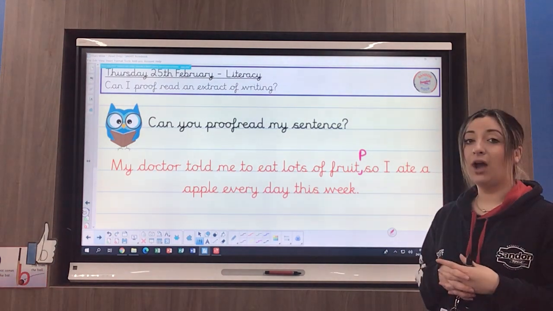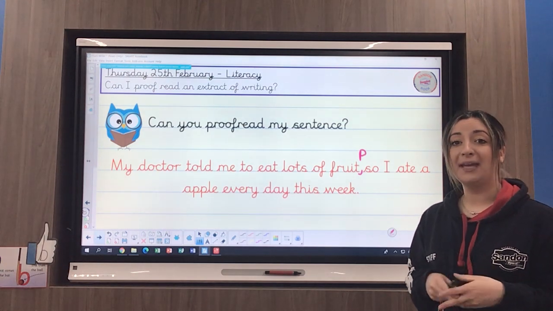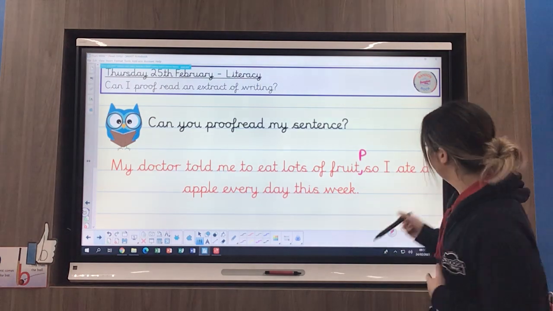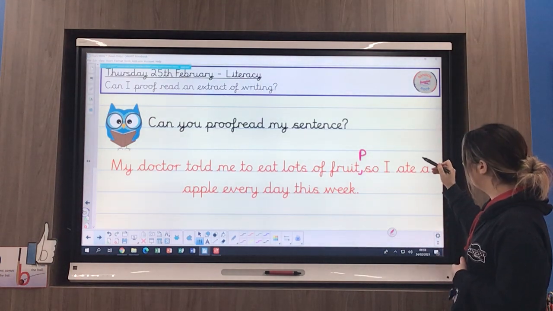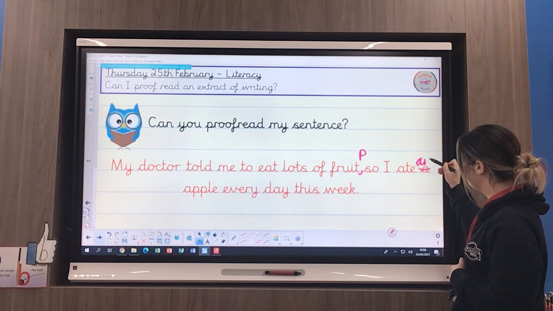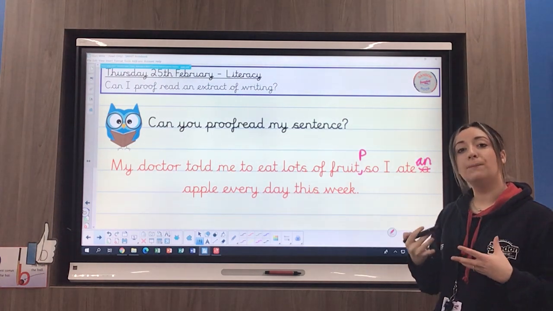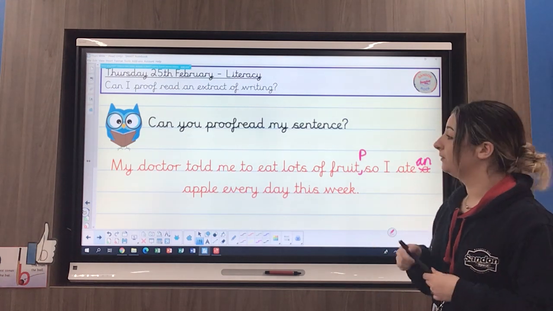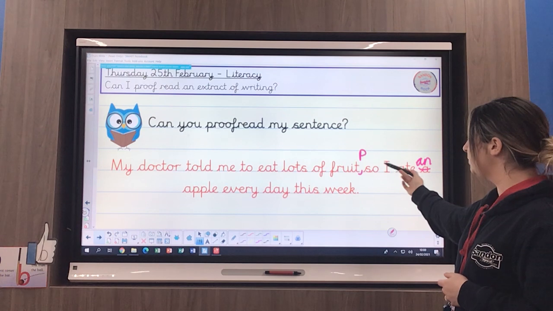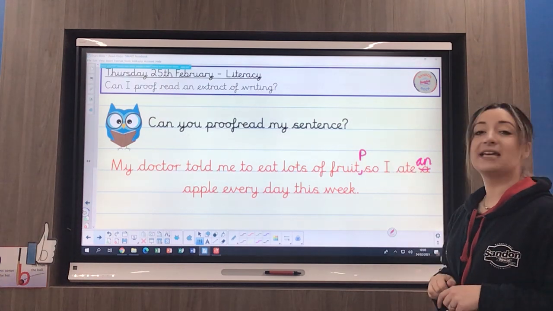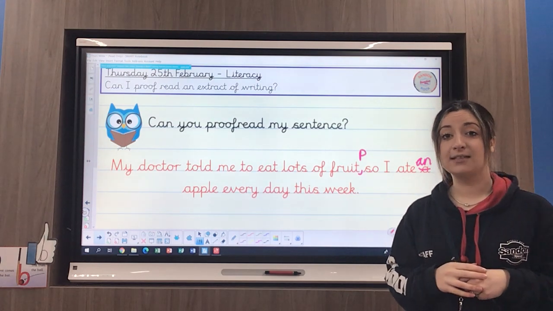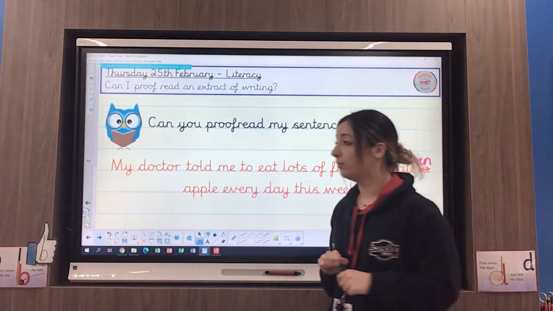Okay, now hopefully you have noticed that it shouldn't be a apple, it should have been an apple. So I need to change a, so I'm going to cross it out and I'm going to put an. And then that sounds much better. We need to realise when we use a or an. My doctor told me to eat lots of fruit, so I ate an apple every day this week. And now I've proofread and I have edited my mistakes. Let's have a look at another one that I've got on the board.